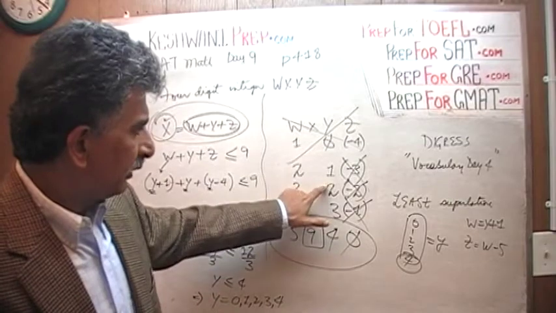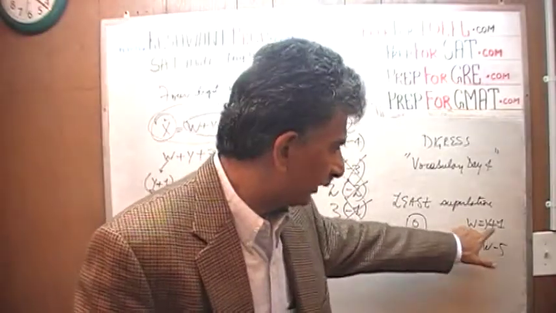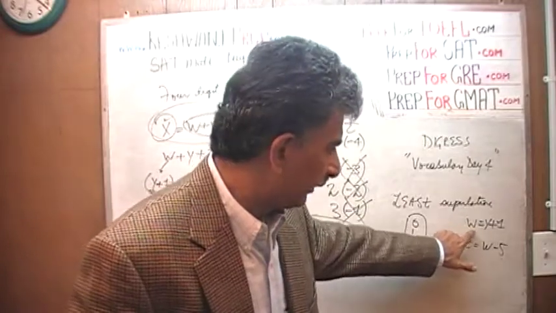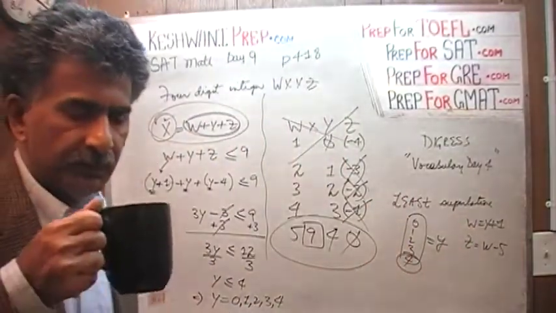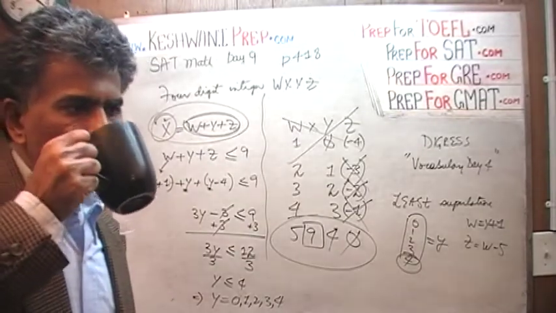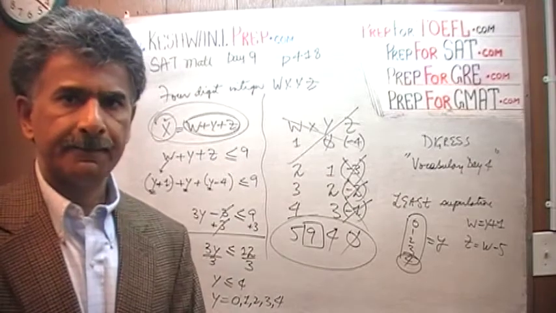Because whatever you put in y, w depends on it. W is y plus 1, so w depends on y. And once you have a w, then z depends on things. They are all related, so it has to be something that works out. All the pieces of the puzzle have to fit. You understand?